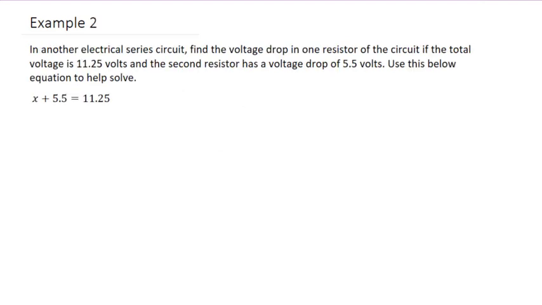In another electrical series circuit, find the voltage drop in one resistor of the circuit if the total voltage is 11.25 volts, and the second resistor has a voltage drop of 5.5 volts. Use the equation to help solve. So here we have our equation. Let's go ahead and rewrite this.